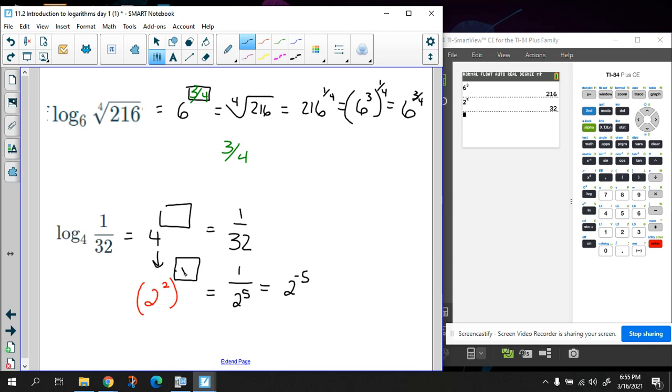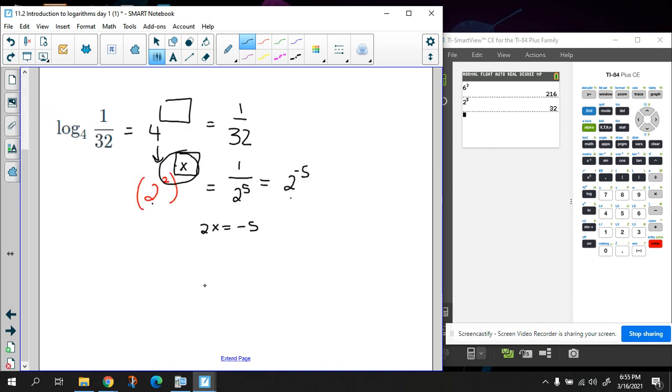Here, I'm going to put a little x right here because I'm trying to figure out what that is. 2 for the base, 2 for the base. If I'm going to figure this one out, 2x has to equal -5. So now that I know 2x has to equal -5, I can conclude the x value I need to put in the box is -5/2. So the answer to the overall question is -5/2.